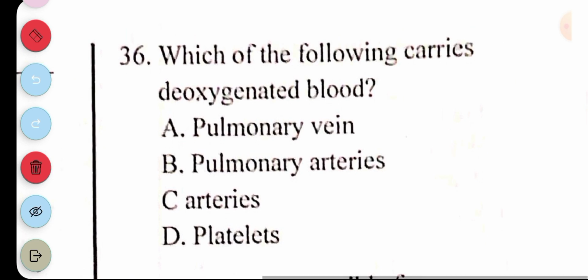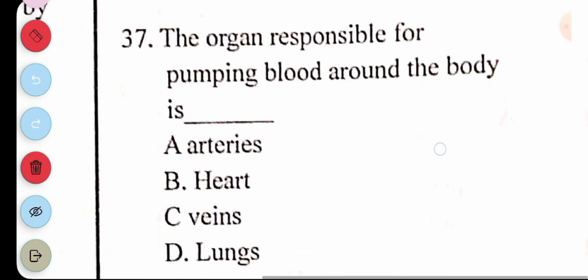A. Pulmonary vein. B. Pulmonary arteries. C. Arteries. D. Platelets. And the answer to question 36 is pulmonary arteries. Question 37. The organ responsible for pumping blood around the body is A. Arteries. B. Heart. C. Veins. D. Lungs. The answer to question 37 is B. Heart.